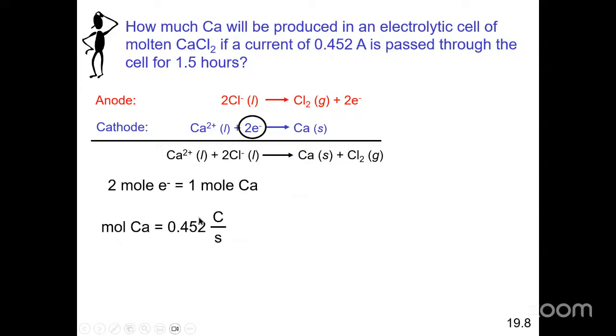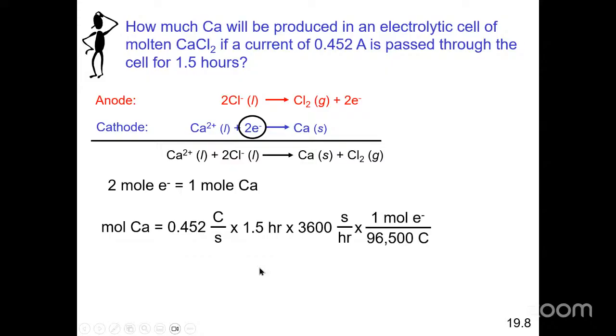We're going to start off with the current, which is, as I said before, 0.452 amperes. Now, the ampere unit, I think I mentioned this before, is the same thing as coulombs per second, all right? So based on the current that has flowed through the cell, we're going to convert this to coulombs. So what we have to do is multiply by the time. Now the time would be 1.5 hours, but because we have seconds here, we need to convert that to seconds. So that's why we need to multiply by 3,600 seconds per hour.